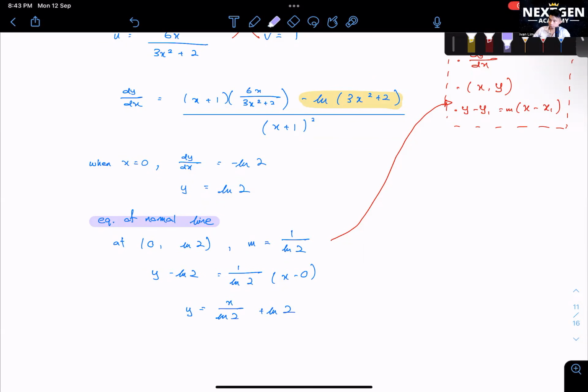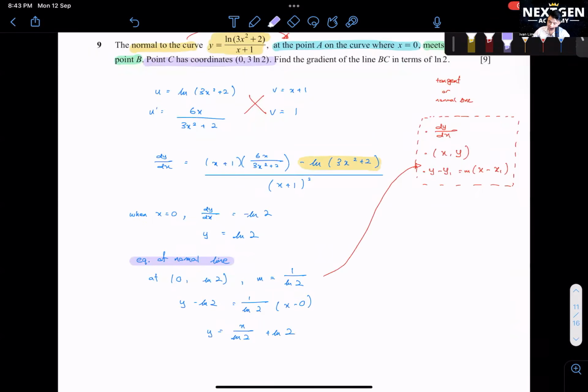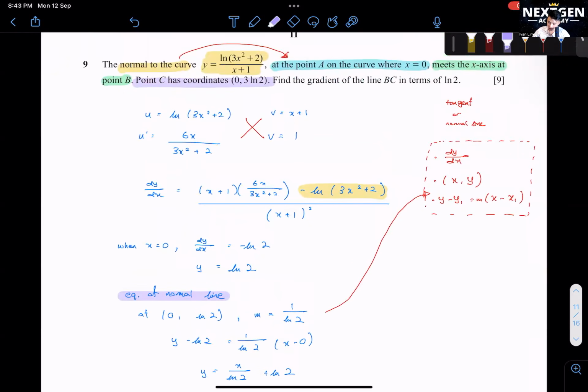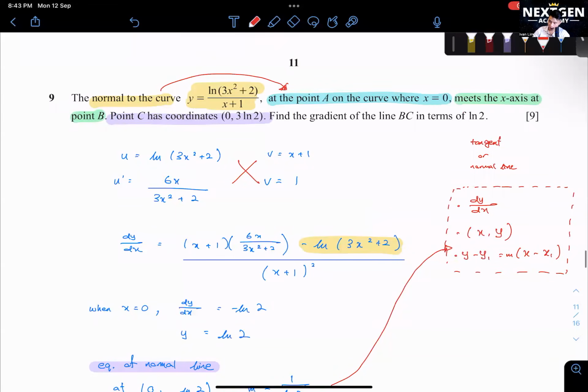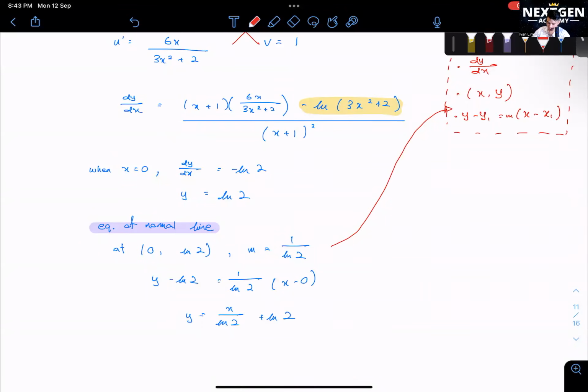Okay, what do I need to find? We read the question: meets the x-axis at point B. If they say meets the x-axis, it means my y is equal to 0 because it's the x-intercept. So now I have the equation of this particular straight line.